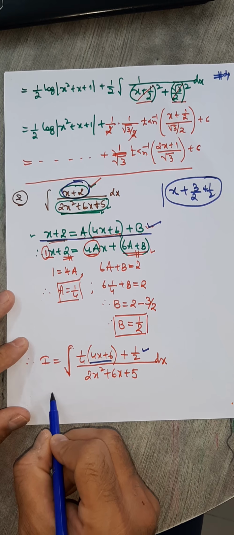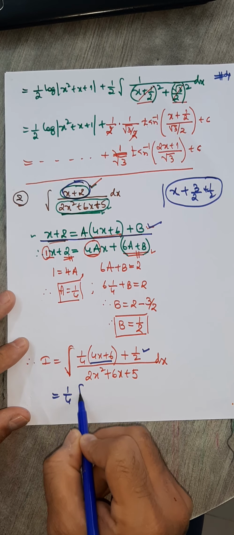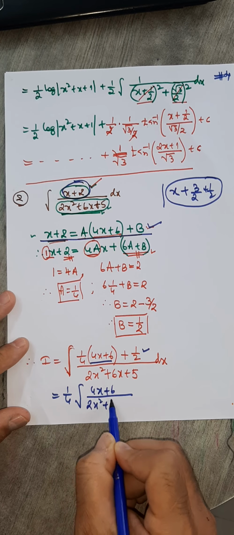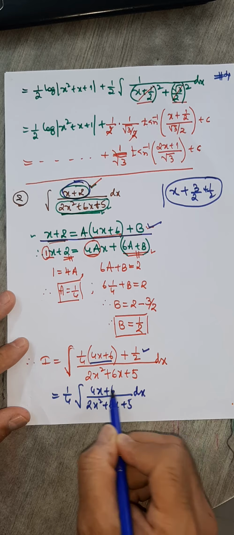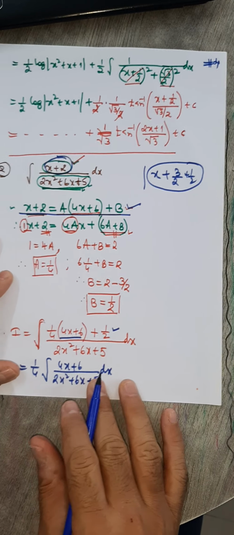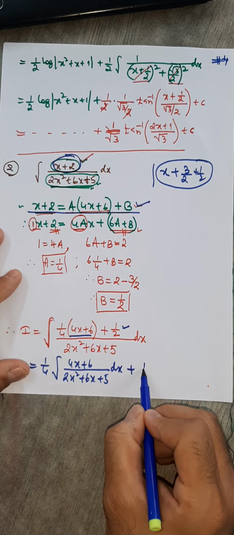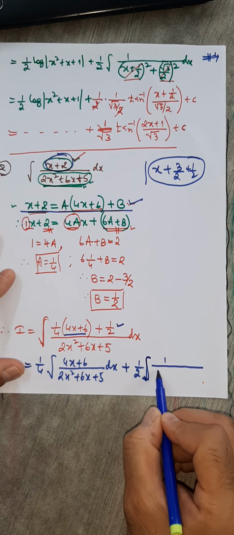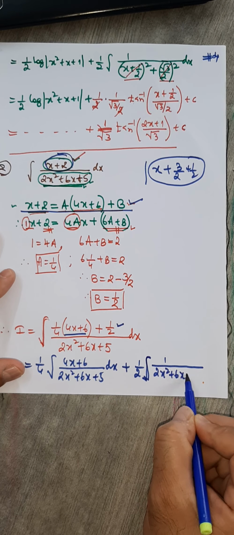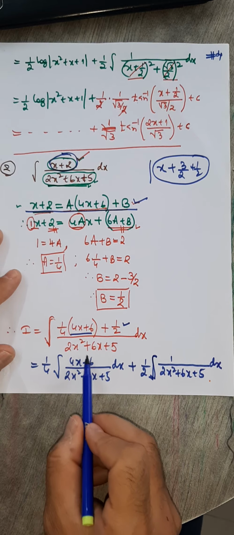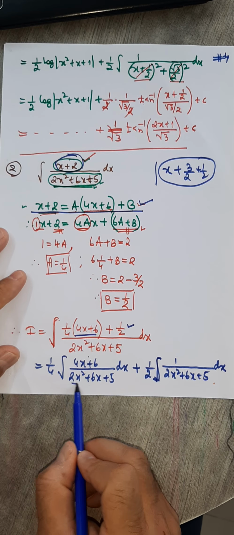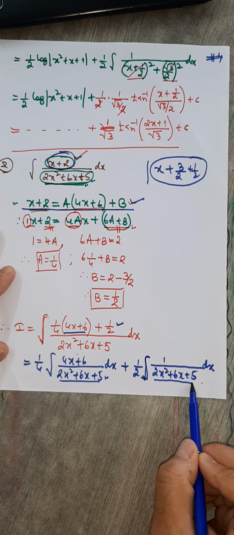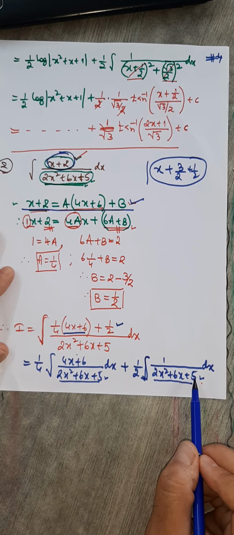Now split into 2, with 1 upon 4 being a constant outside. This is the integral of 4x plus 6 upon 2x square plus 6x plus 5, dx. This is the f dash upon f form. Plus 1 by 2 will come out, and this is 1 upon 2x square plus 6x plus 5. You know f dash upon f gives the log of the modulus of the denominator expression. How do we do the other? This is 1 upon a quadratic, so express this quadratic as the sum or the difference of two perfect squares.